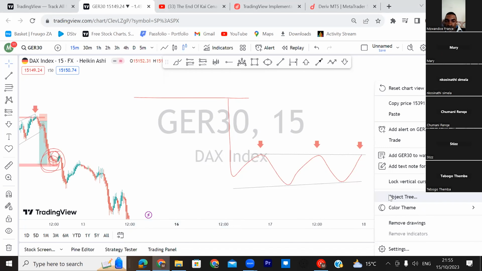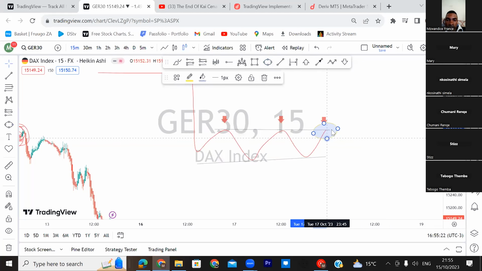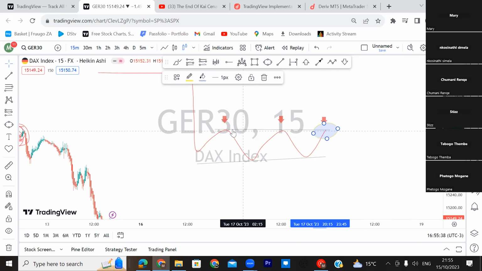So you wait for 3 touches, you focus more on the 3rd touch, and then you see whether the price is having a change in momentum. How do you see that? By the kind of candlesticks that you see there. So you need to see the candlesticks getting smaller and smaller and smaller the more they reach your resistance.